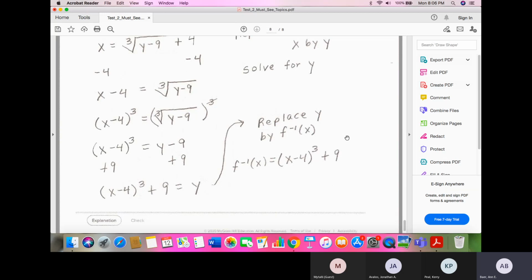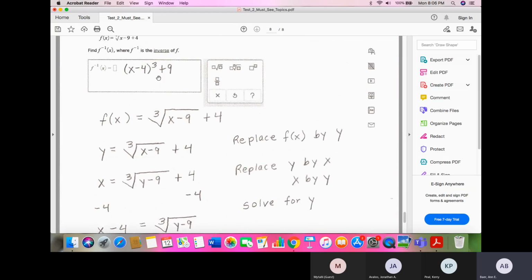Any questions on that? And then I also copied that up here, at least the right side of it. And actually that's all Alex wanted because they have the f inverse of x right here. They wanted the right side.